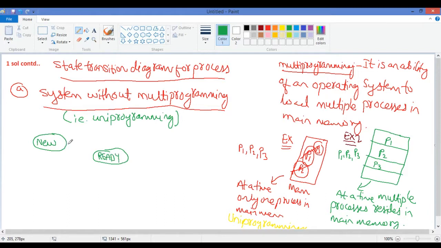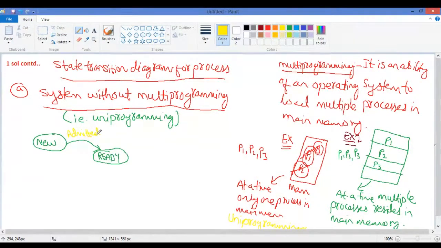Okay, then process, there is a transition from new to ready using a transition called admitted. Okay, so I will write this in other color. Admitted. A D M I T T E D.